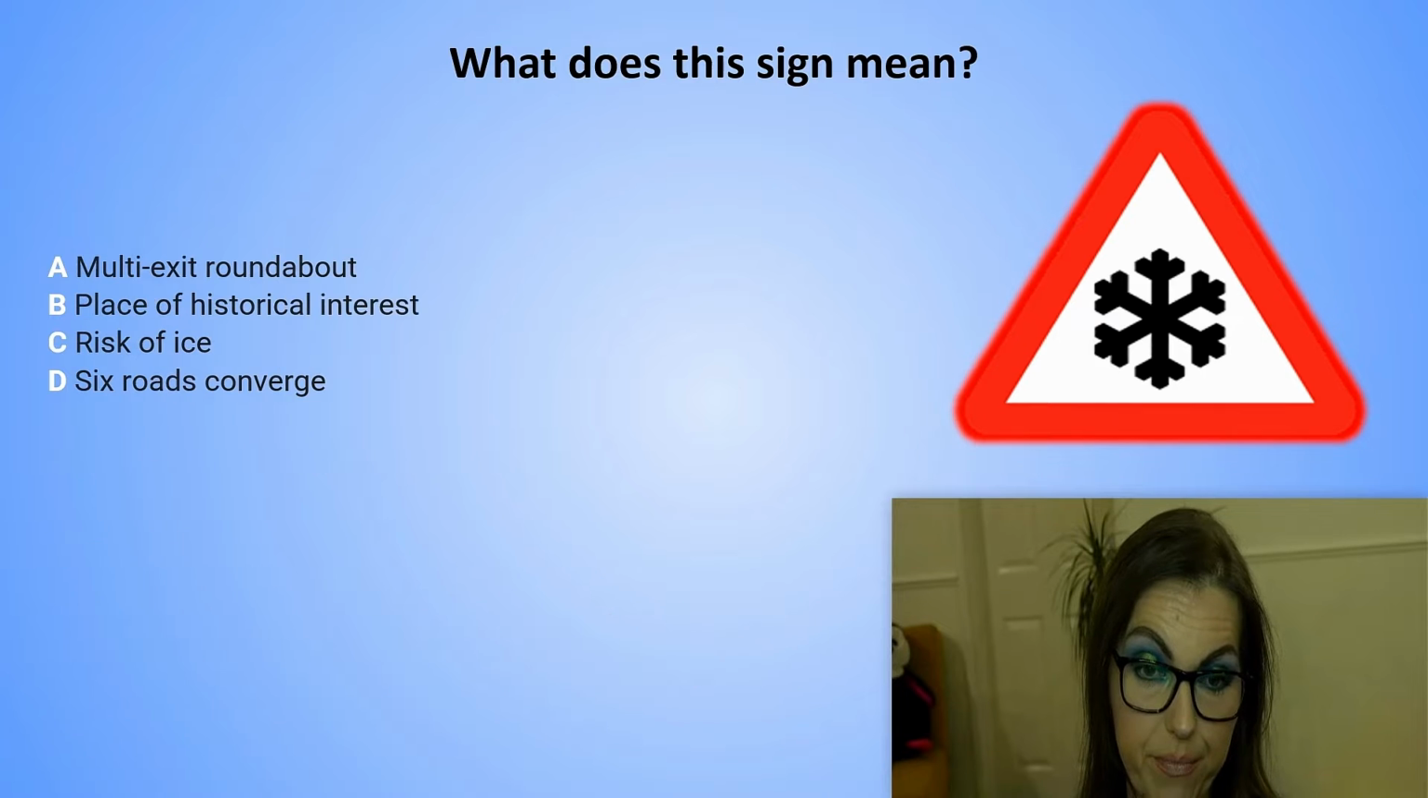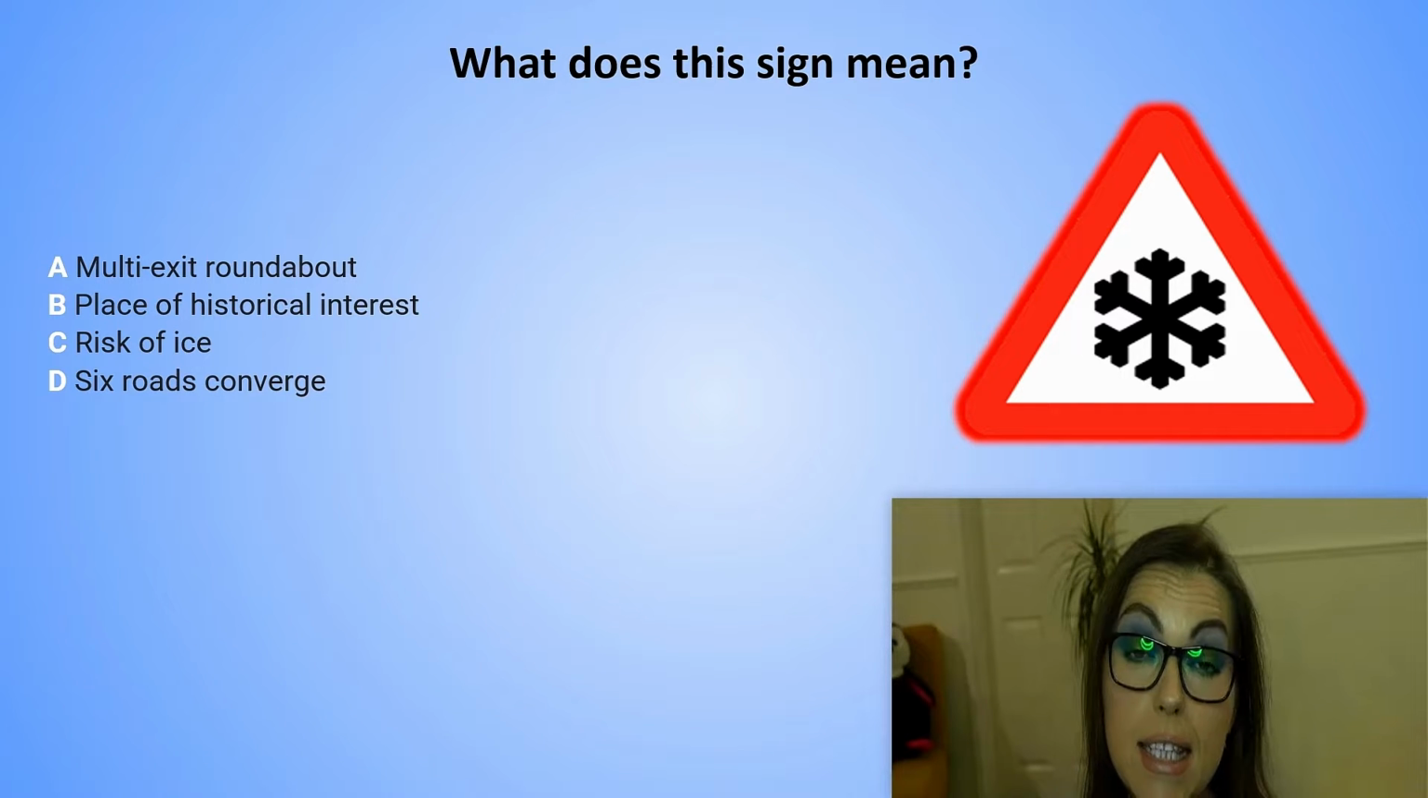Next question. What does this sign mean? A. Multi-exit roundabout. B. Place of historical interest. C. Risk of ice. Or D. 6 roads converge.